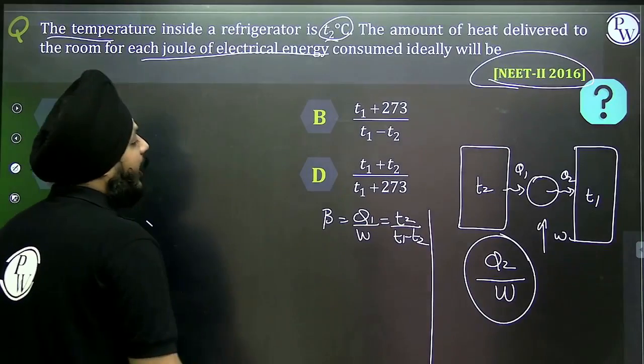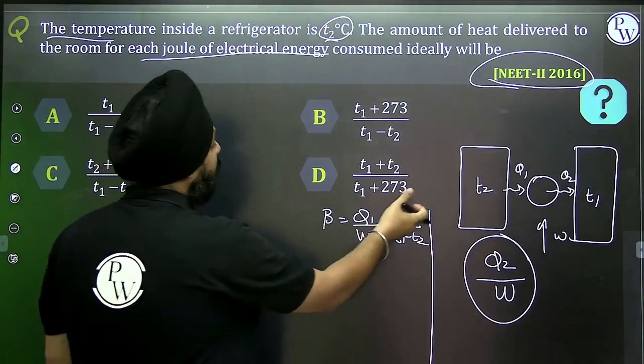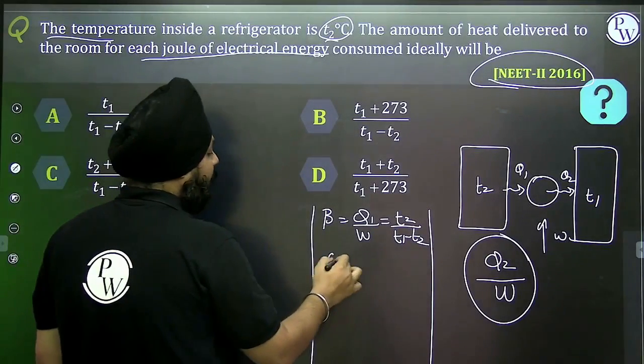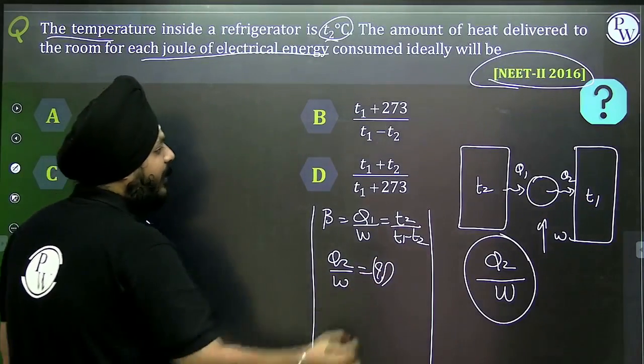In terms of Kelvin, right? So if you want to write this, you can write it plus 273. But what we need to calculate? We need to calculate Q2 by W, right? There is one relation.